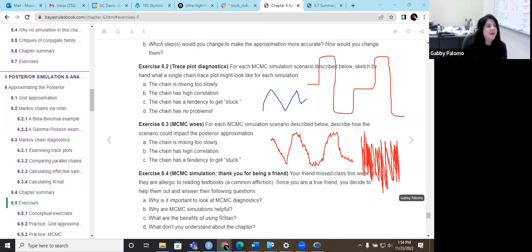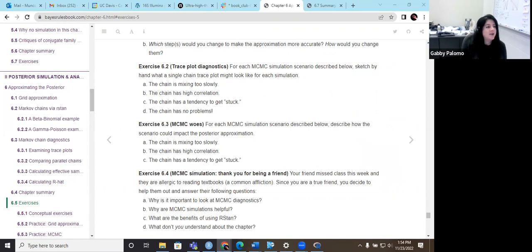Okay, anyway, clear. Can I clear? Yeah, okay. Let's see the other one. For each MCMC simulation scenario described below, describe how the scenario could impact the posterior approximation.